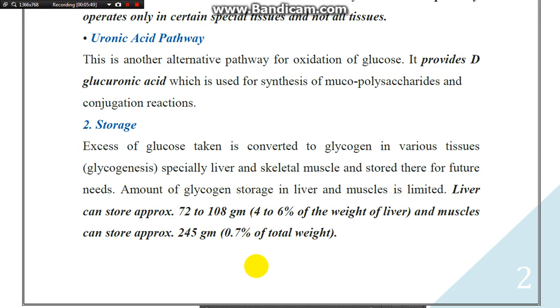الليفر تقريبا من 72 إلى 108 جرام بنسبة من 4 إلى 6% من الويت of the liver، بمعنى أنه من 4 إلى 6% من وزن الليفر يحتوي على جليكوجين. But in muscle can store approximately 245 جرام، والبرسنت من الويت of body هي 0.7% of the total weight.